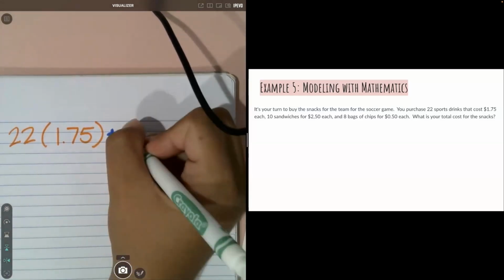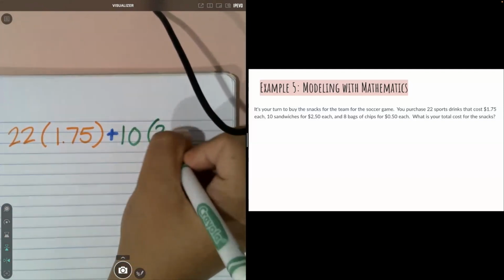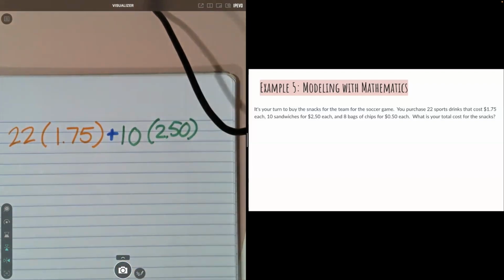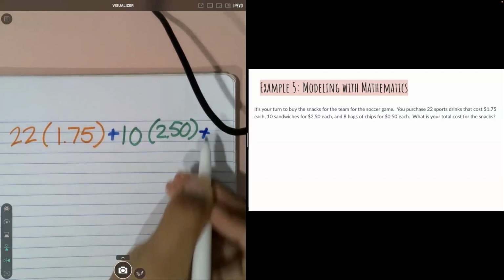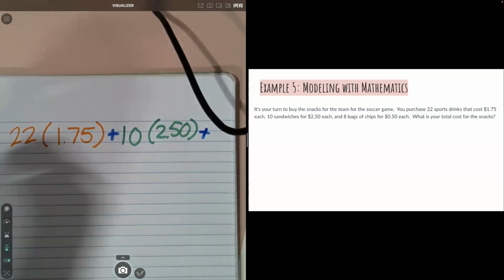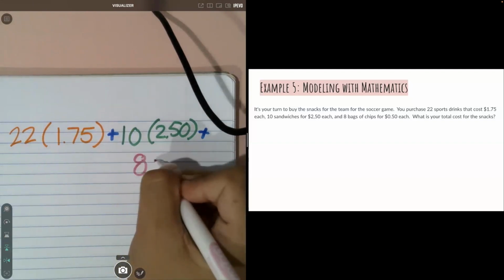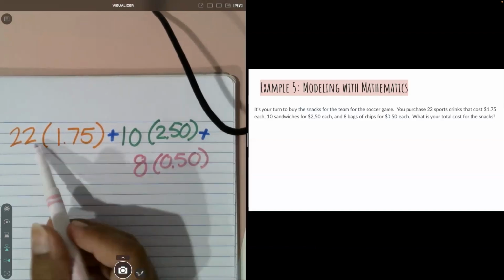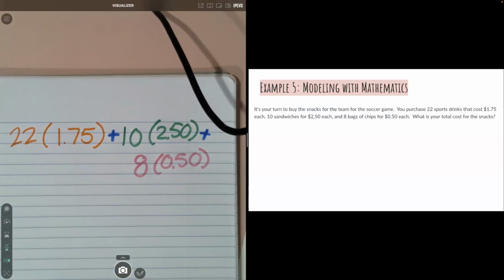Sandwiches we'll say is in green. So 10 sandwiches that I bought for $2.50 each. That gives me the total I spent on the sandwiches. And add, I ran out of room, but whatever. My 8 bags of chips, that cost me 50 cents each. So if I add all those together, I get what I spent on all the snacks.